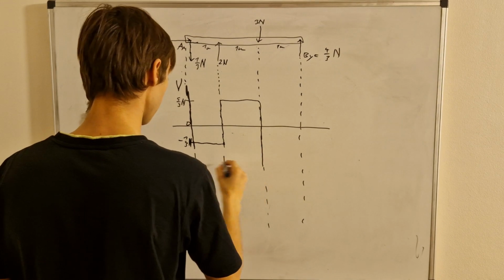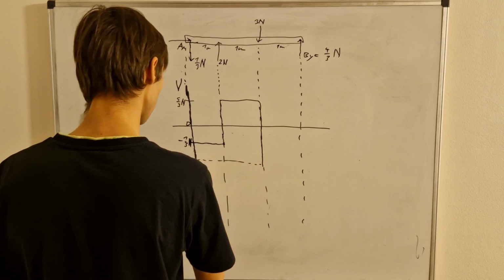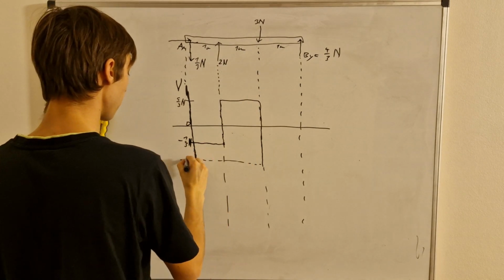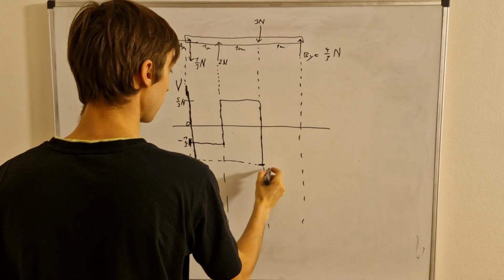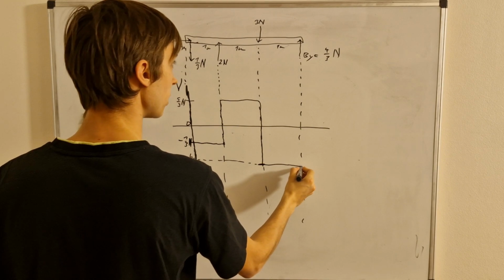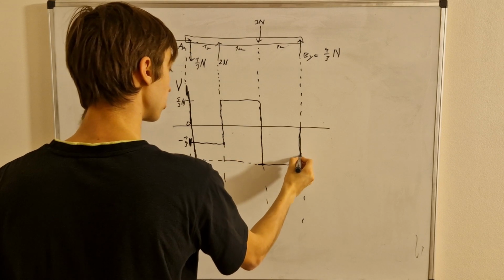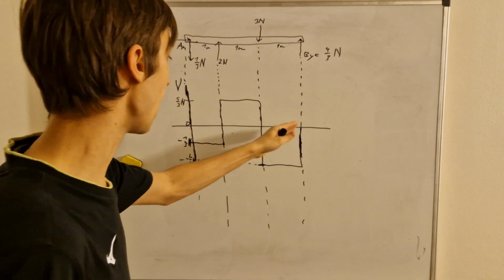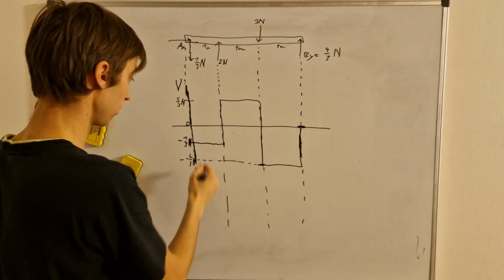So the value should be, I'll trace it, 5 over 3 minus 9 over 3, minus 4 over 3 Newtons. So we got here. And then again, I continue until I hit another force. And this one is 4 over 3 up, so it takes me back to 0. So that's as expected. That is what was supposed to happen: to start with something and then end up at the value of 0. So this is the shear diagram.